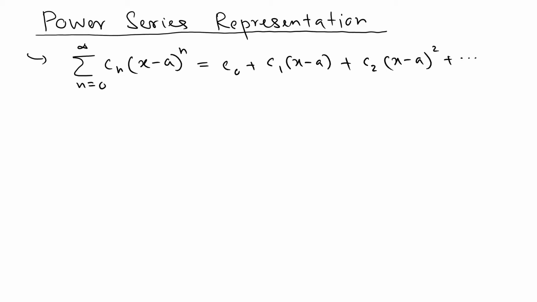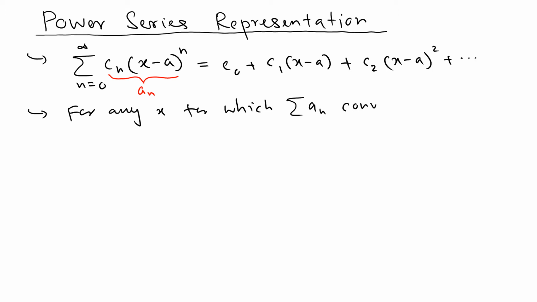That's what we call a power series, and you can see these are all powers of x minus a. Now the interesting observation is this. For any x for which the series, which I'm going to call an, because you can see this is just a number, converges, what you can do is write this as a function, because it converges to some value. So we can write that value as a function value.